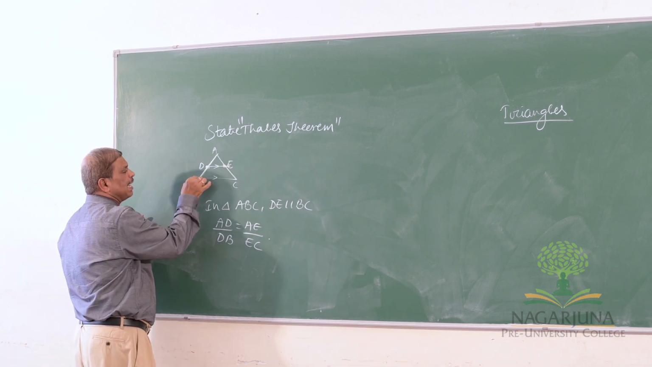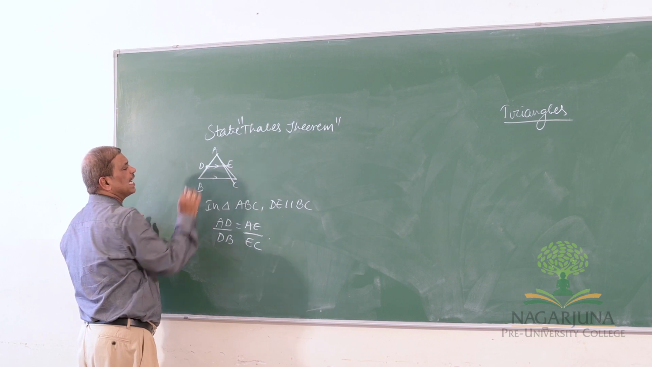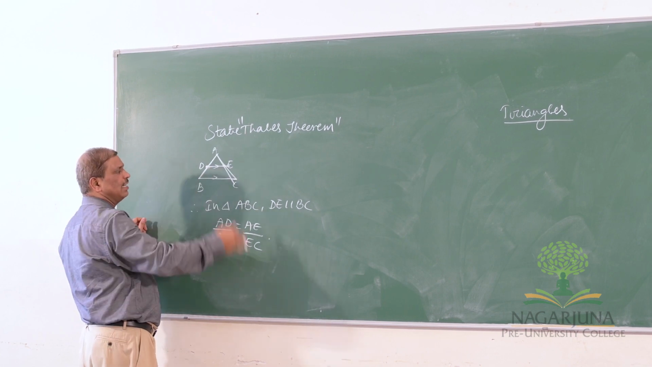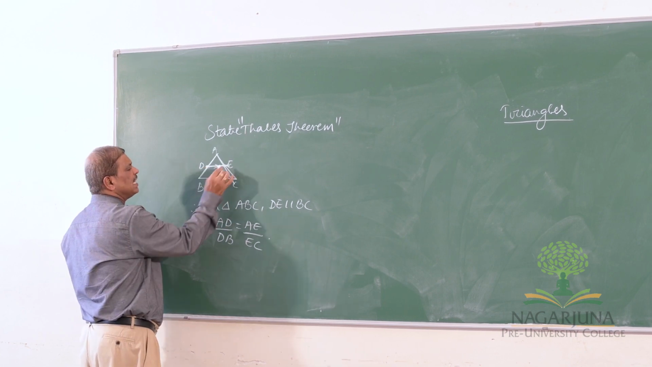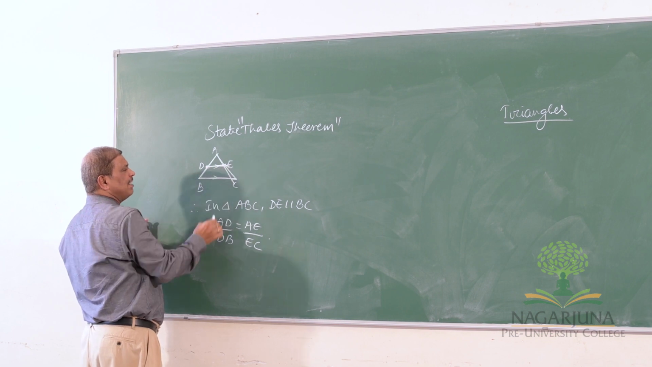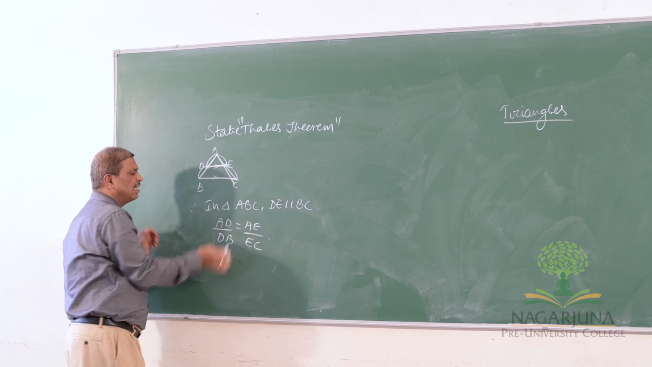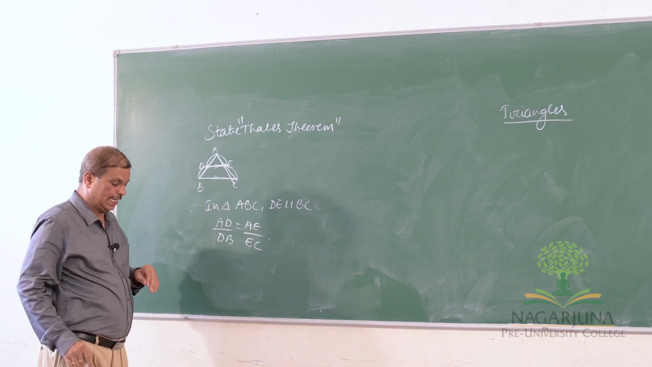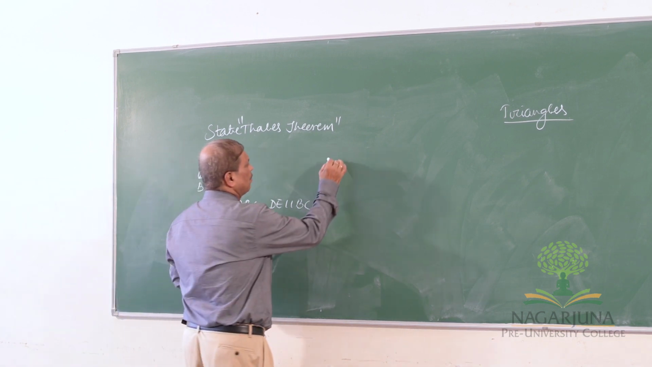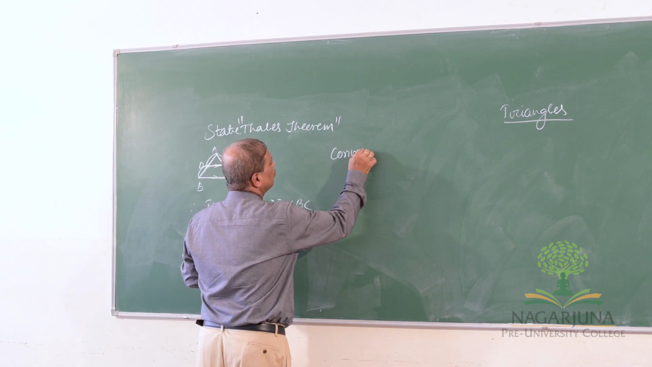Now, triangle ABC is there, and D and E are points on AB and AC. DE is parallel to BC. DE divides AB and AC in the ratio AD by DB and AE by EC. This we call Thales theorem, and that is about Thales theorem. Next will be the converse of Thales theorem.